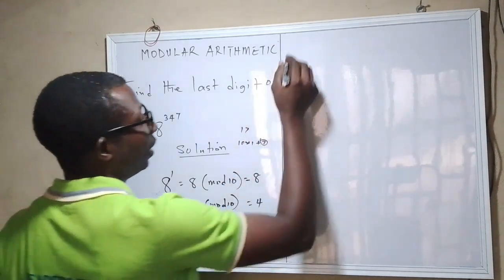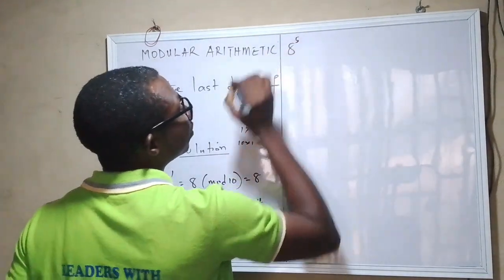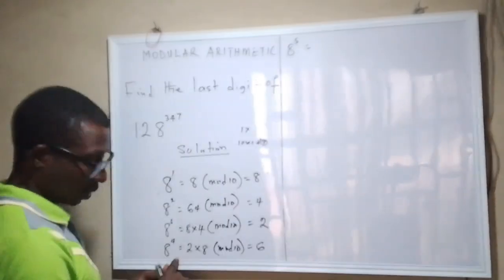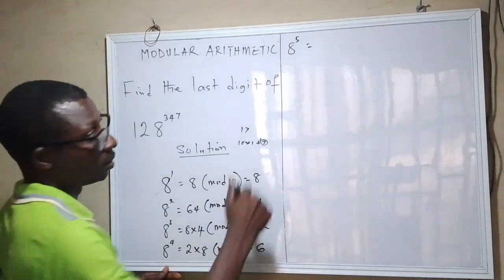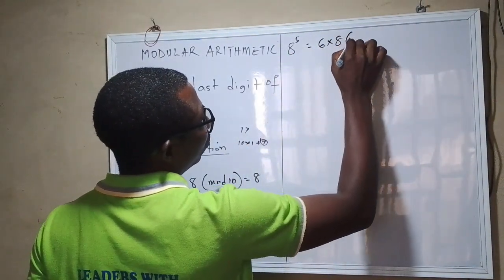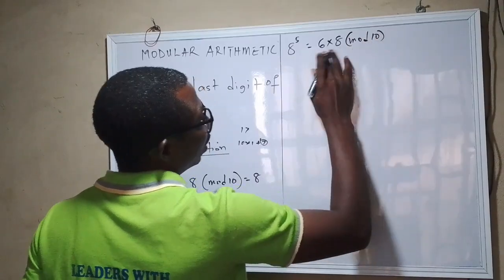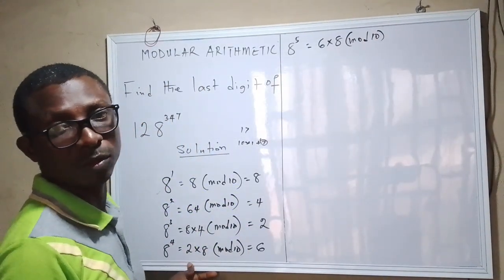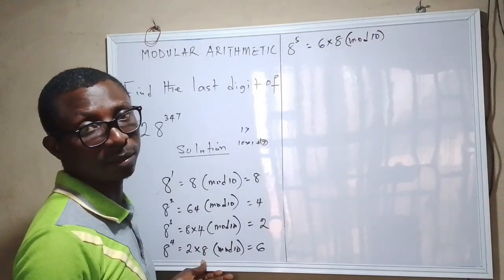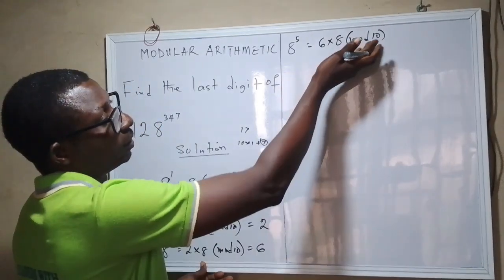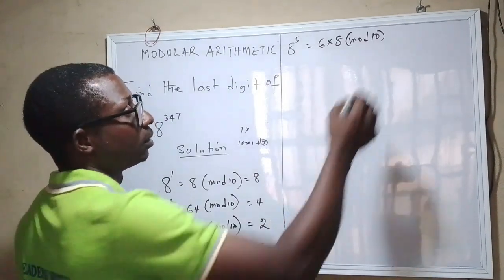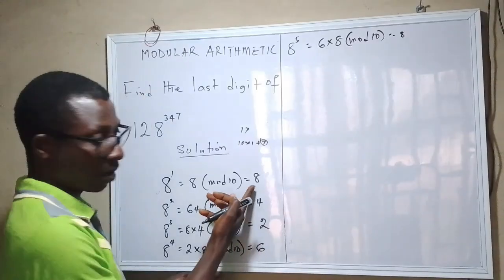Alright, so now let's see 8 raised to the power of 5. So how will I do that? 8 raised to the power of 4, the answer is 6. And we have 6 times 8 in mod 10. Now when you multiply this, we are going to have what? That's 48. So 48 divided by 10, we are going to have the remainder of 8. So you can see we have gotten 8.